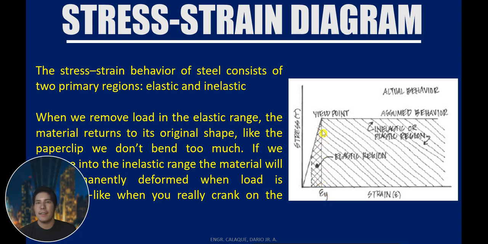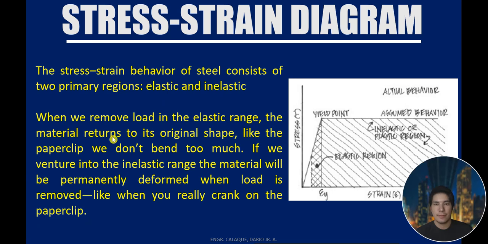Okay? So we have this elastic region and we have this plastic region. So the stress strain behavior of steel consists of two primary regions. We have this elastic and inelastic. So when we remove a load in the elastic range, the material returns to its original shape, like the paperclip. We don't bend too much. And if we venture into inelastic range, the material will be permanently deformed when the load is removed, like when you really crank on the paperclip.